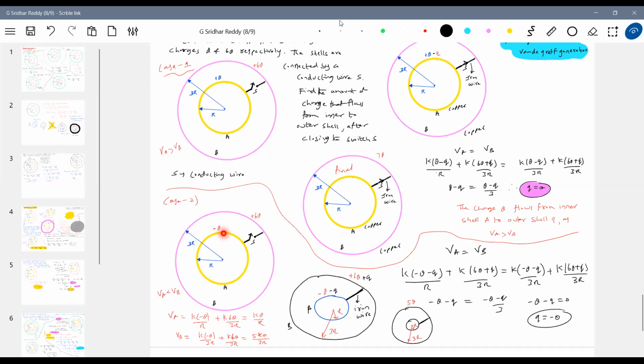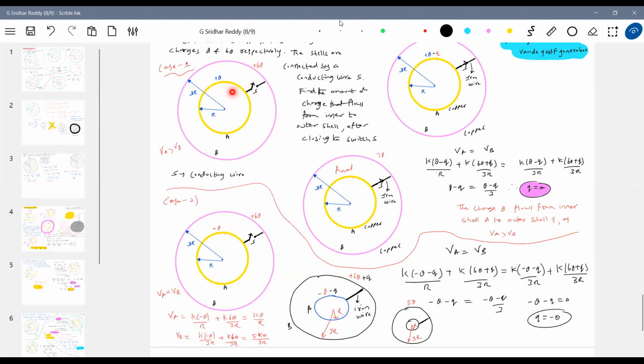What charge you give to shell A, that will go to the outer shell when you close the switch. I need not bother with any mathematics here. Whether I'm giving positive charge or negative charge, nothing matters. All the charges there will flow to the outer shell, irrespective of what charge is present here. So you bring 100Q. Even if it is 1 lakh coulombs, or 1 coulomb, the charge will flow from inner to outer shell. Whether the charge on the inner shell is positive or negative, whether it is greater or less, still it will flow.